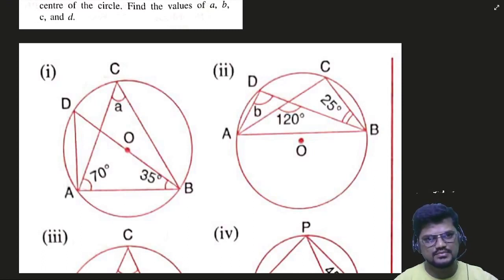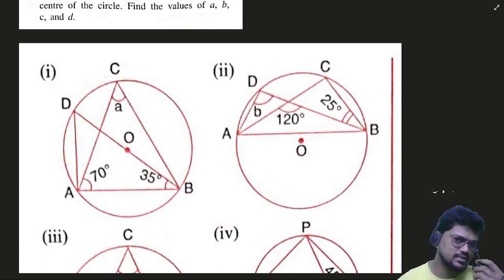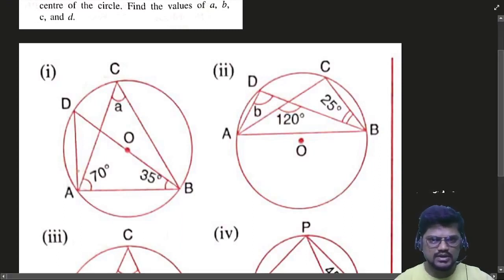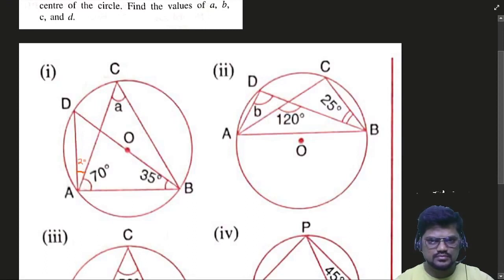See over here, I'll explain. See, this is 70, this is 35. That's what you have. If DB is a diameter, what do we know? That this whole will be 90 degrees. This DAB will be 90 degrees. So this angle will be 20 degrees. Yes or no? We know that.